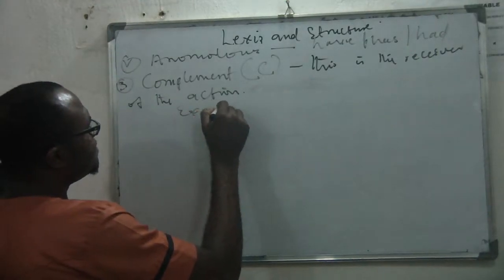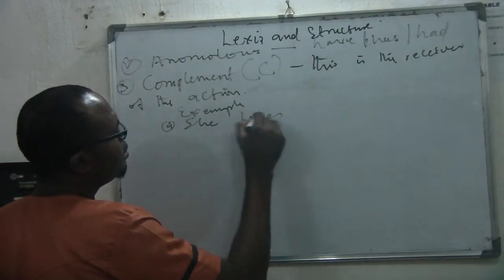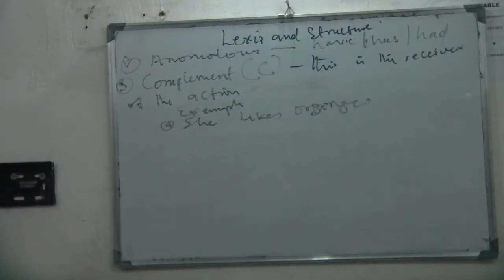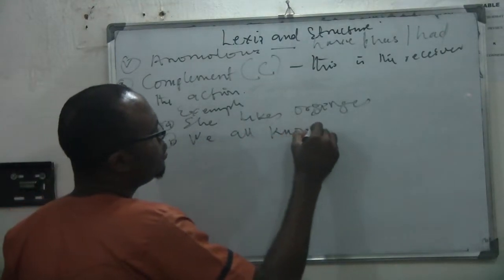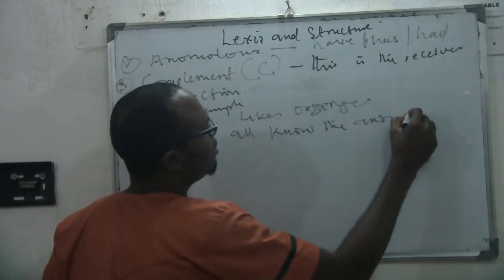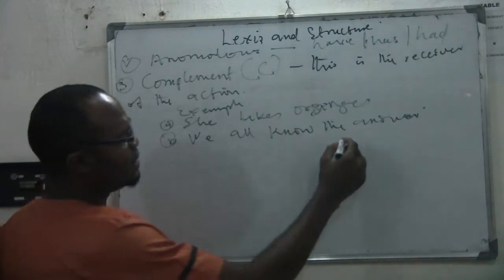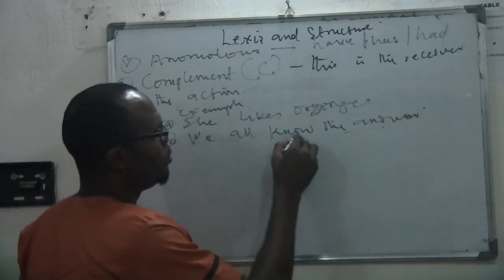Example: she likes oranges. What is the predicator here? Likes. And what is the complement? Oranges. Good. We all know the answer. Number B. We all know the answer. What's the complement? The answer. That's the complement. What is the predicator?